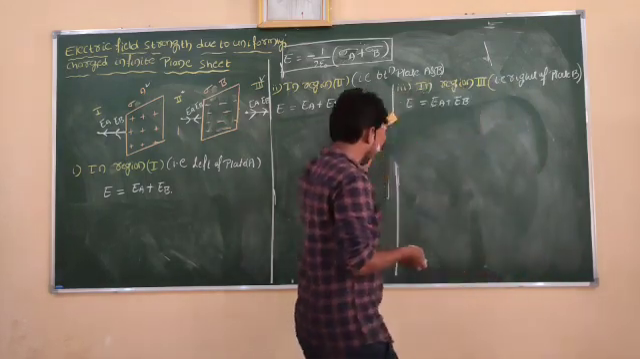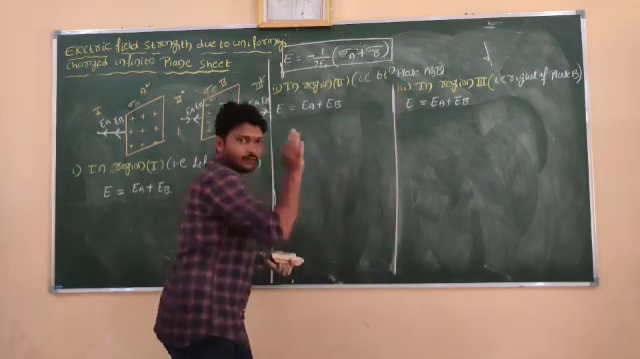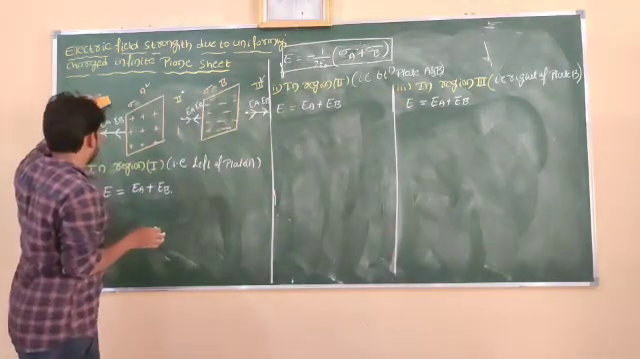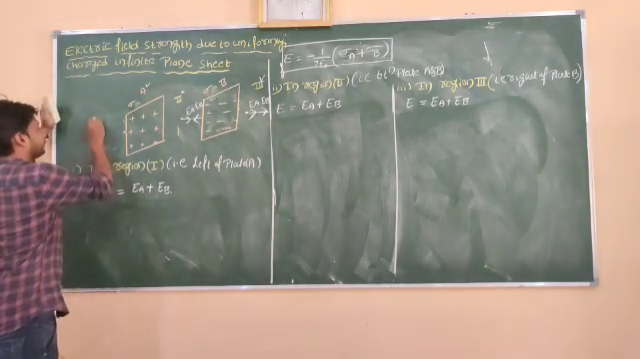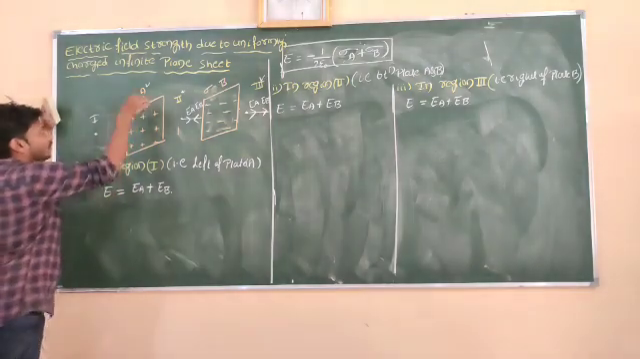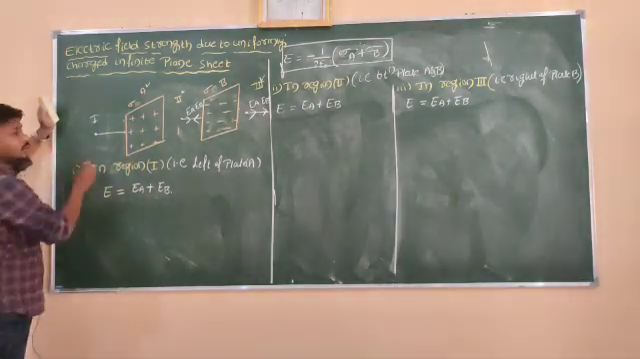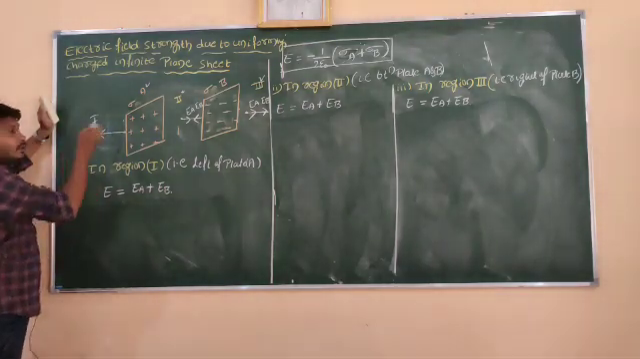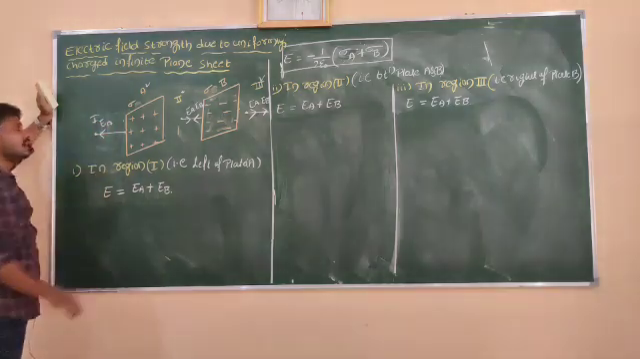So let me quickly write the equation. First we will consider the direction. In the first region, for the positive charge, what is the direction of electric field lines? For the positive charge, electric field lines are outward here. So for the positive charge, electric field lines are outward.